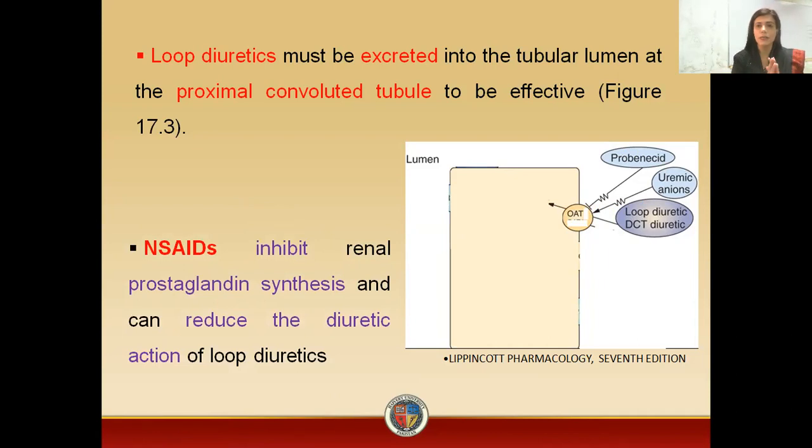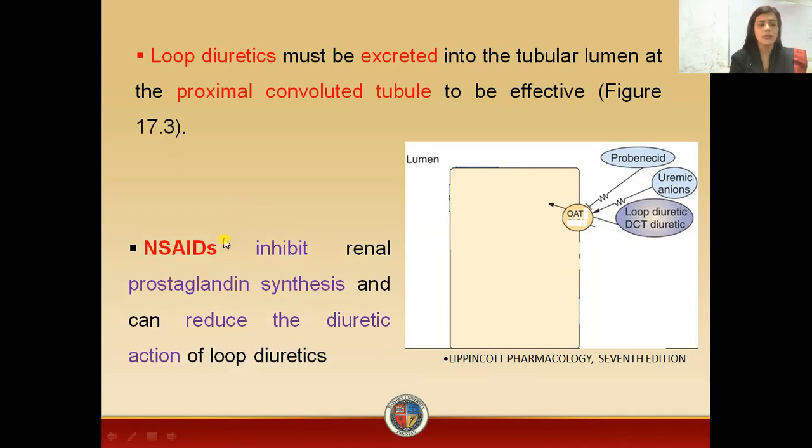Now, what is the drug interaction of these loop diuretics? Basically, we have studied NSAIDs. NSAIDs have the ability to inhibit prostaglandin synthesis and reduce the diuretic action of the loop diuretics. So we should not give these NSAIDs with the loop diuretics.